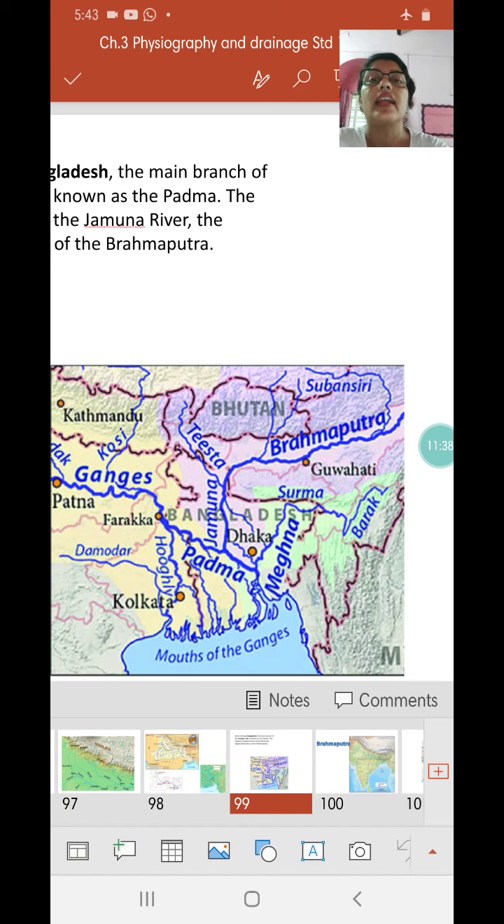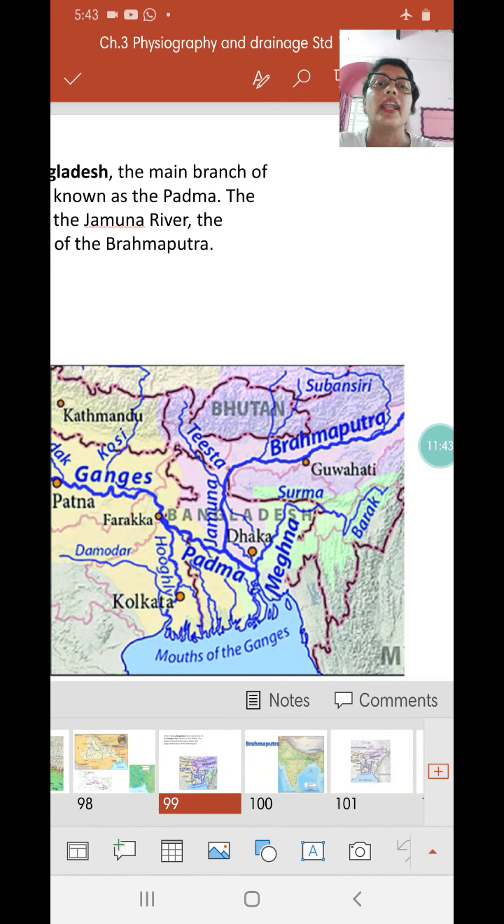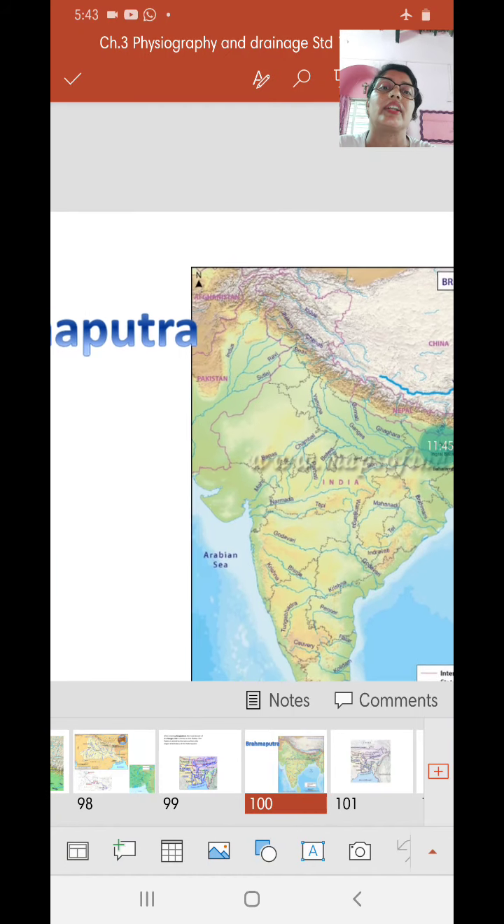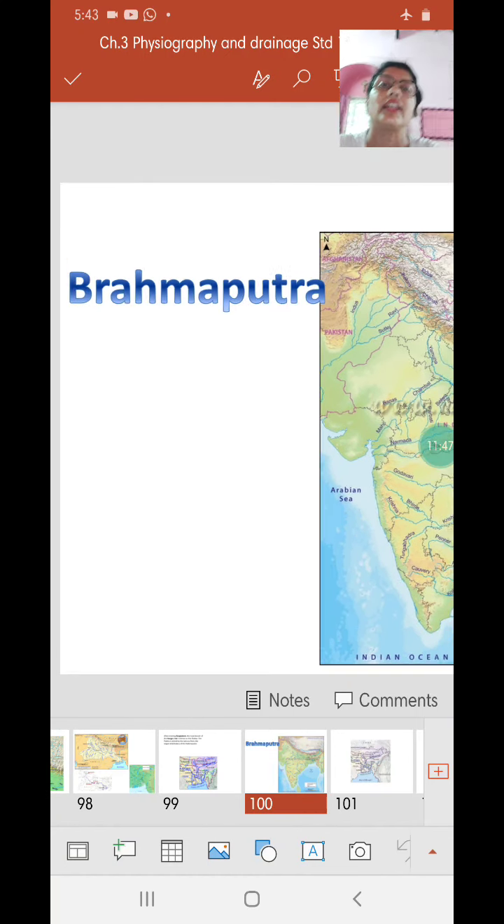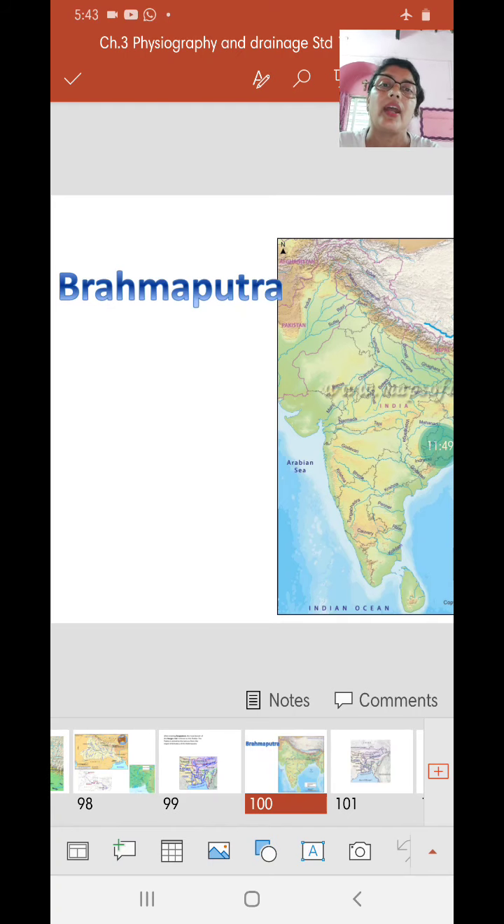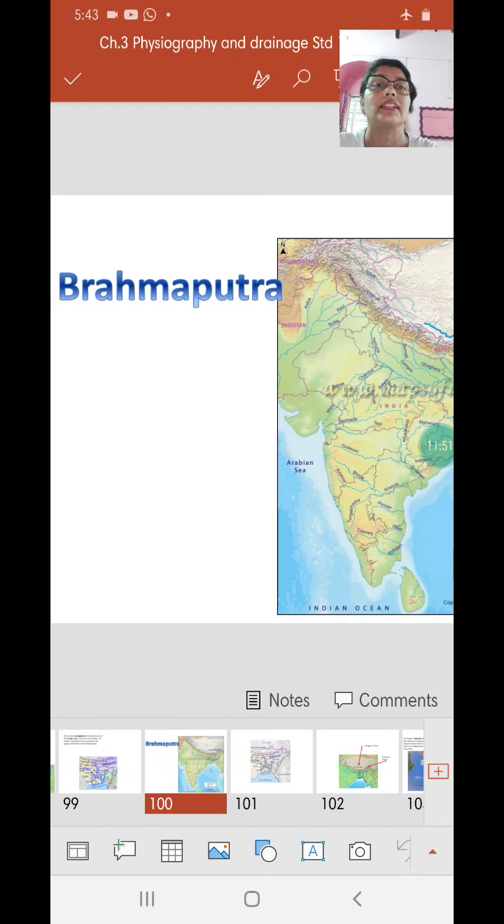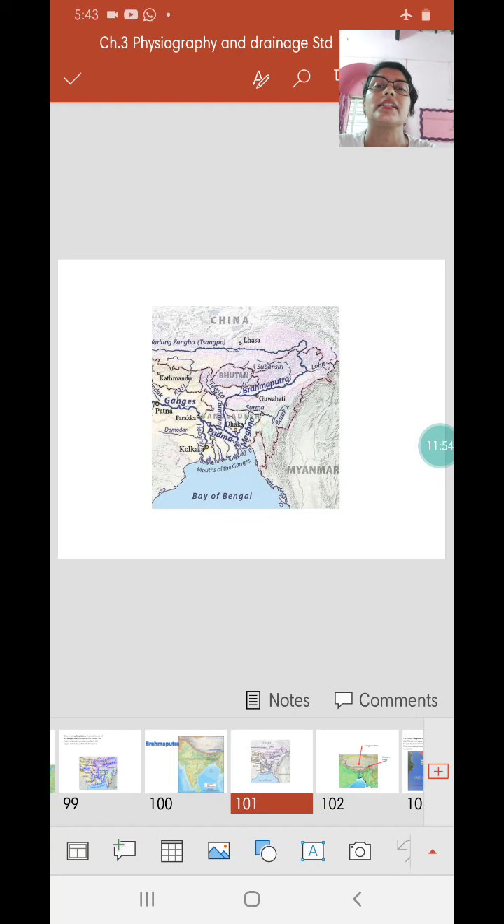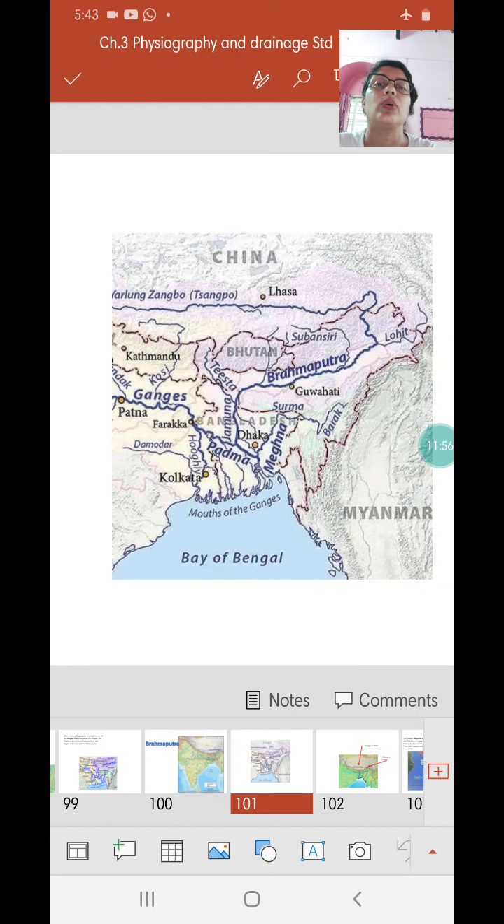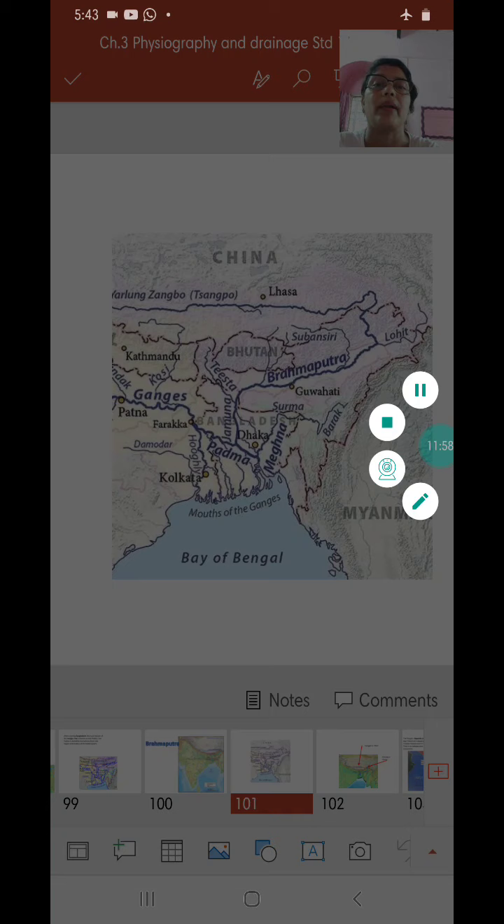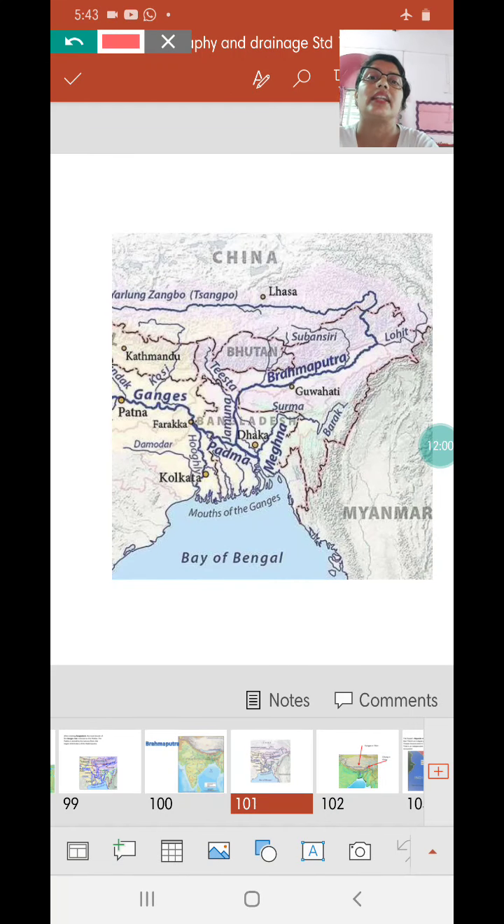Then the third Himalayan river is the river Brahmaputra. Now Brahmaputra is mentioned in your textbooks, but it's not taken as a separate river. But we are going to study it as a separate river of the Himalayan system. Now looking at the origin of the river Brahmaputra, it does not rise in India. It rises in the Trans-Himalayas in Tibet, which is now part of China. That's a little history which I'll tell you at the end.